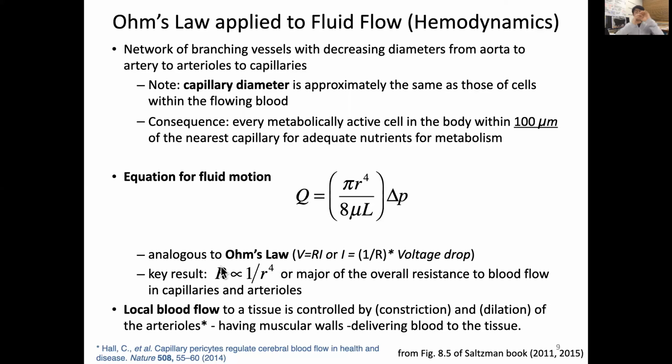For example, if the blood vessel diameter is decreased by half, how much will the resistance increase? It is 2 to the 4th, 16 times harder to push the blood through. For the same flow, you need to increase the pressure difference by 16 times. So this is much harder. The flow is quite sensitive to the resistance, and resistance is sensitive to the radius.